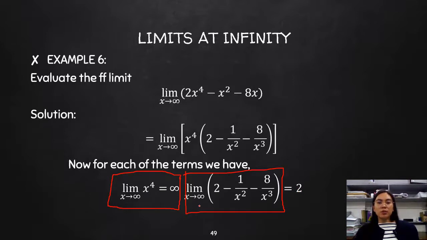Diba? If you try then to distribute the limit here, so the limit of a constant is the constant itself, and then the limit of negative 1 all over x squared is 0, and the limit of negative 8 all over x cubed is 0. Paano ko po nalaman na 0? Yun po yung fact number 1.